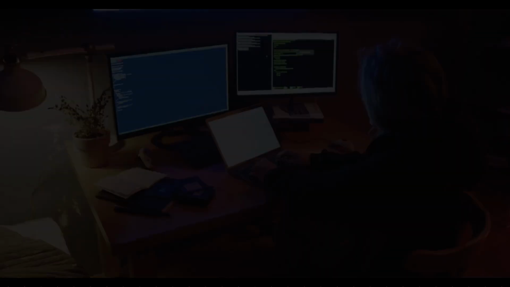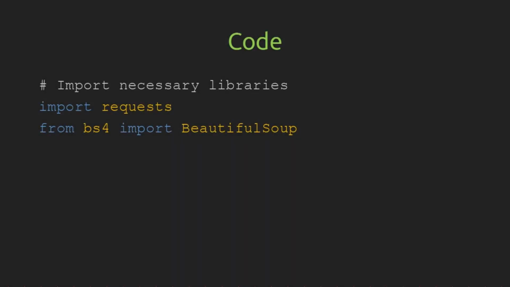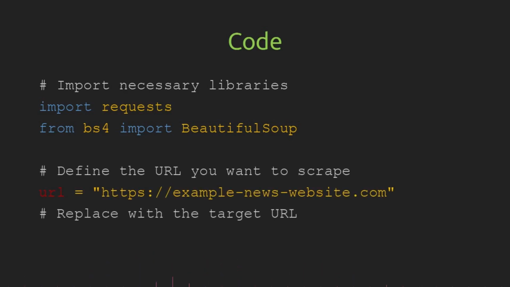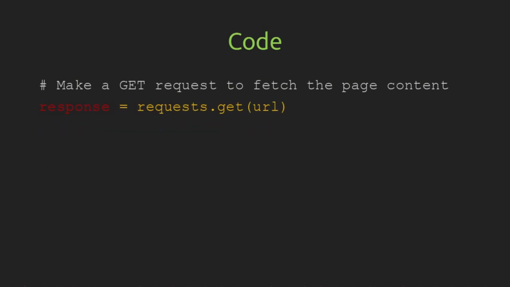Now the fun part, coding. Open up your Python editor of choice, and let's start with the basics. We'll first import the requests and BeautifulSoup libraries. Next, let's pick a website to scrape. For this example, let's say we're collecting headlines from a news website. We'll specify the URL we want to scrape and use requests to access the page.